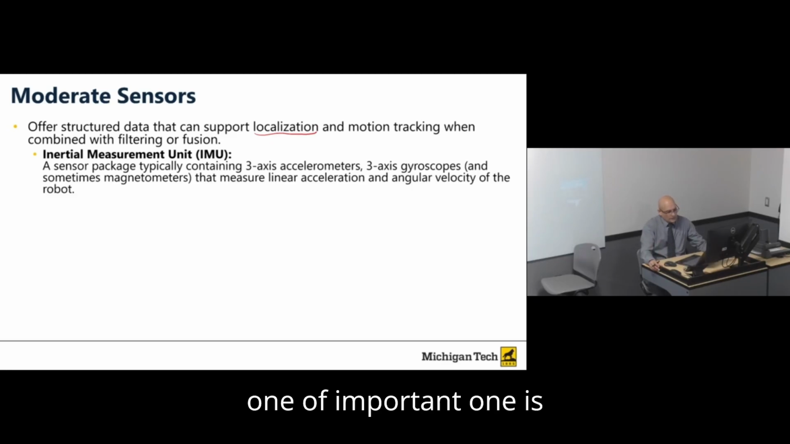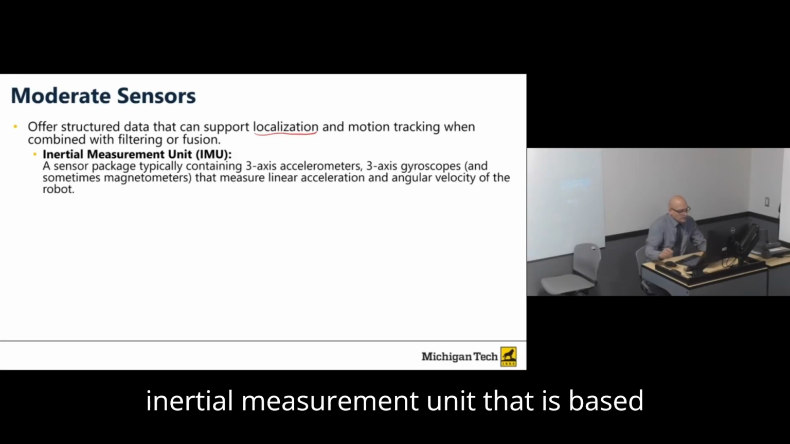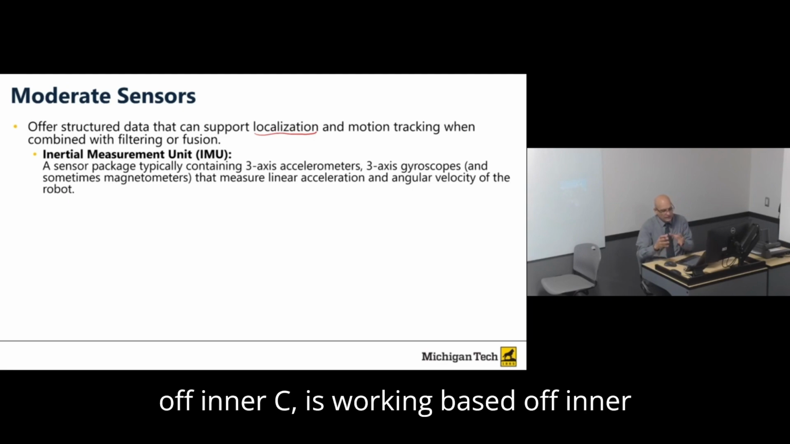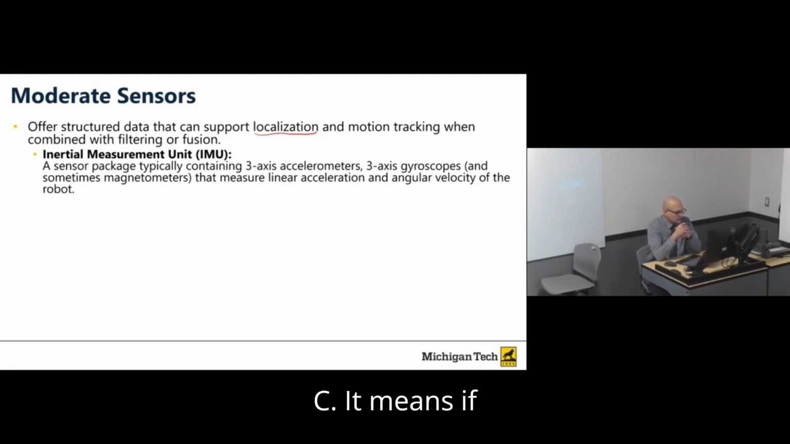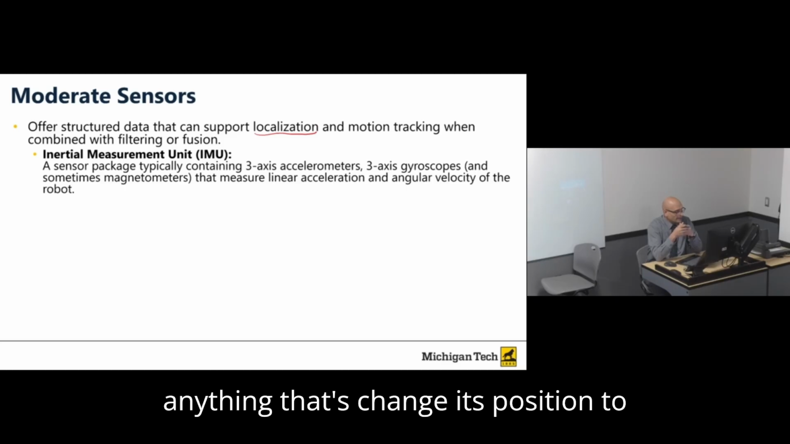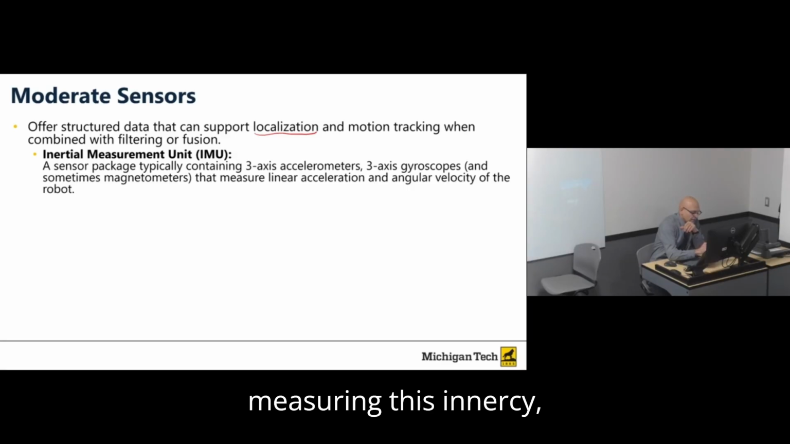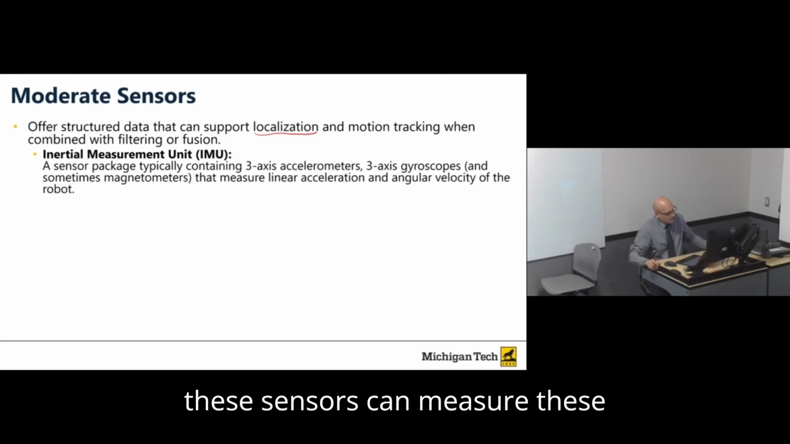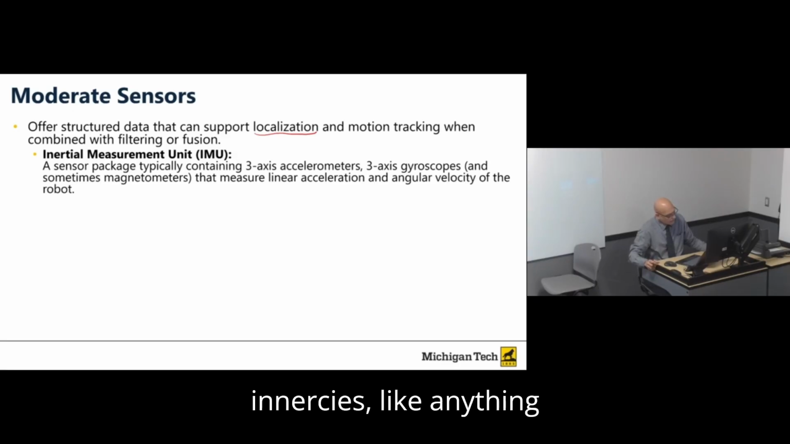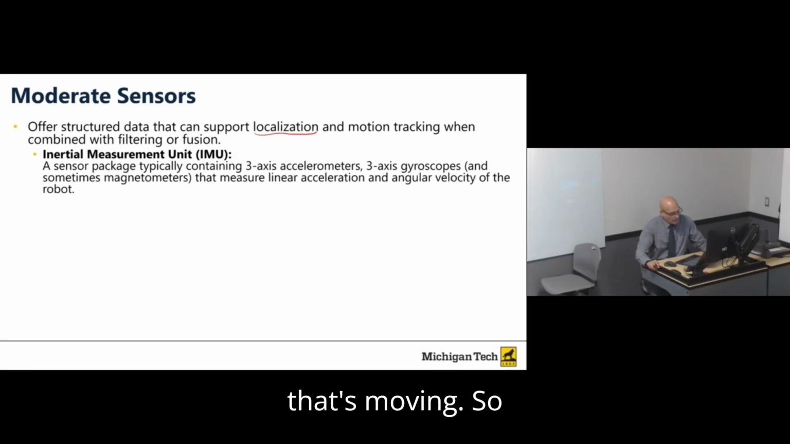One of the important ones is the inertial measurement unit, which works based off inertia. It means anything that changes its position or motion creates inertia. And these sensors can measure this inertia, like anything that's moving.